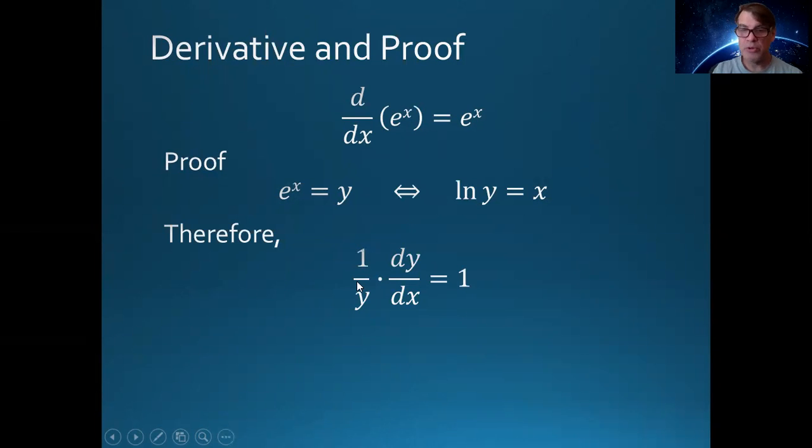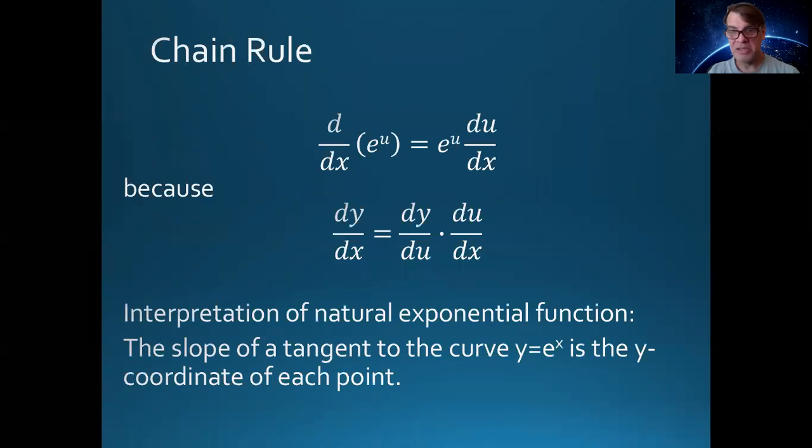If I multiply both sides by y, then I have dy dx equals y. And I've already said up here that y equals e to the x. So, ta-da! I know that dy dx, if y equals e to the x, is going to be e to the x. So I have a proof of this. Easy to remember: the derivative of the natural exponential function is itself.